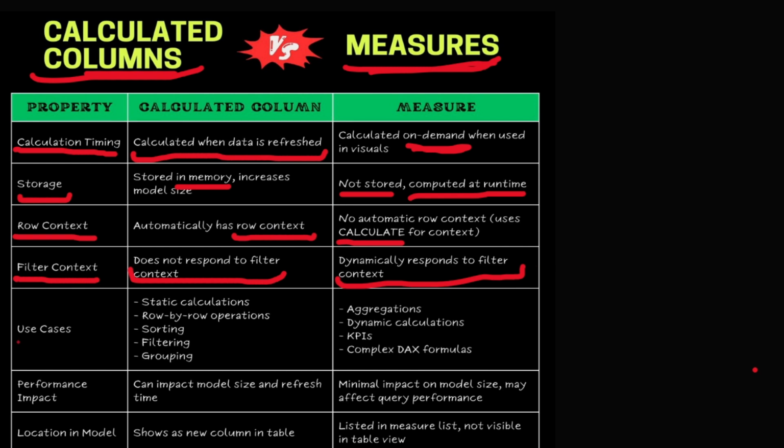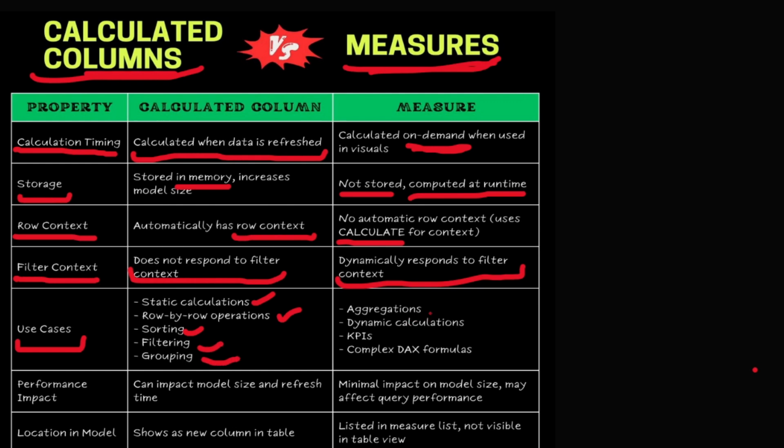Let's see some use cases for calculated column and measure. Generally, calculated columns are static calculations and it is a row by row operation. Once we create the calculated column, it will be similar to other columns in our table. So we can do all sorts of things like sorting, filtering, and grouping.